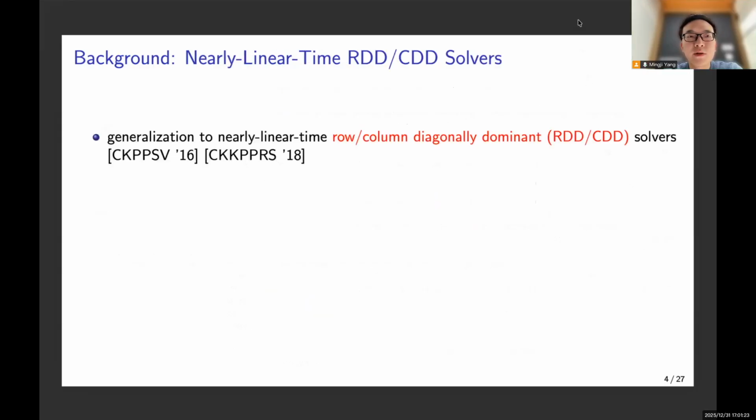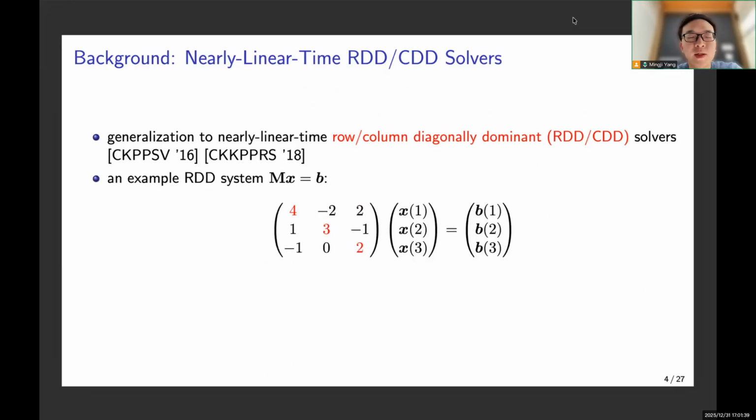So as the story goes on, in 2016 and 2018, the Laplacian solvers had been further generalized to nearly linear time row or column diagonally dominant solvers, that is, for RDD or CDD systems. So naturally, for an RDD system, we do not require symmetry anymore, and we only require diagonal dominance for each row. And of course, the CDD systems are defined in the natural column-wise way.